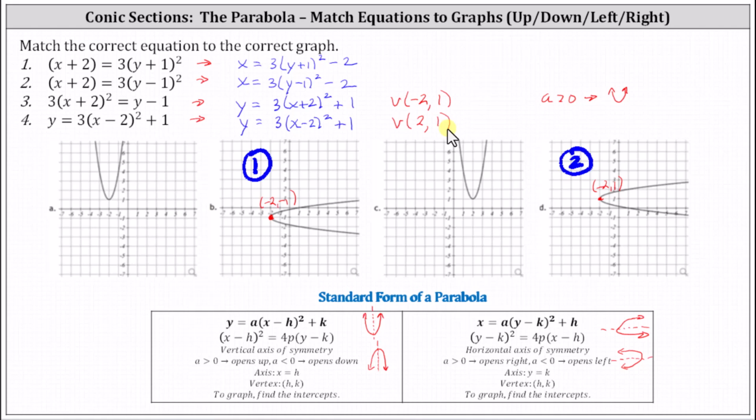So for number 3 and number 4, we're looking for parabolas that open up. For number 3, the vertex is (-2, 1). For number 4, the vertex is (2, 1). So looking at A and C, for A, the vertex is (-2, 1), and for C, the vertex is (2, 1), which indicates equation 3 with a vertex of (-2, 1) matches graph A, and equation 4 matches graph C.